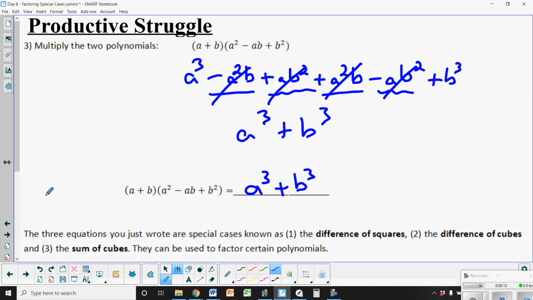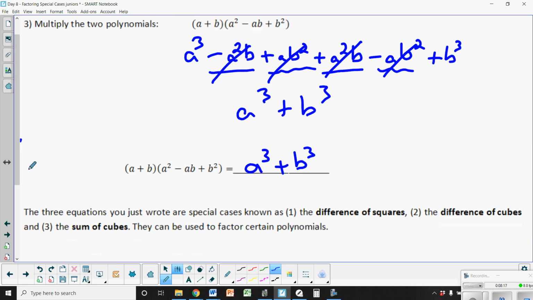So look at the bottom here. It says the three equations you just wrote are special cases known as difference of squares, difference of cubes, and sum of cubes. And what we're going to do is we're going to use these backwards. So we're going to be using this a cubed plus b cubed. If we see that pattern, then we can rewrite it as this factor. So let's look at some examples of what that'll look like.